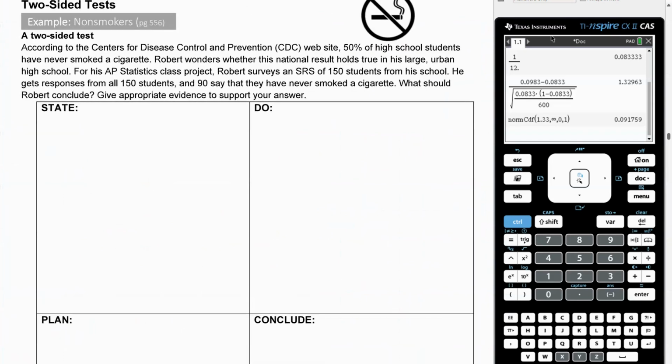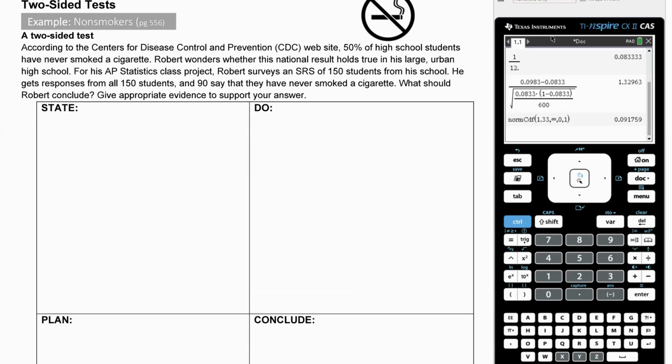It says, according to the Centers for Disease Control and Prevention, the CDC, 50% of high school students have never smoked a cigarette. Robert wonders whether the national result holds for his large urban high school. For his AP Stats project, Robert surveys a simple random sample of 150 students from his school. He gets responses from all 150 students, and 90 say they have never smoked a cigarette. What should Robert conclude?